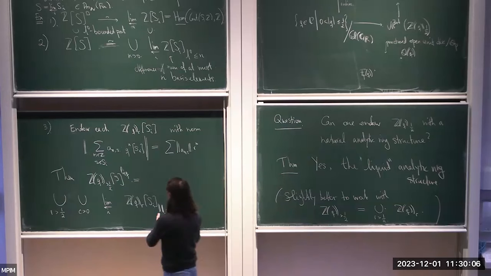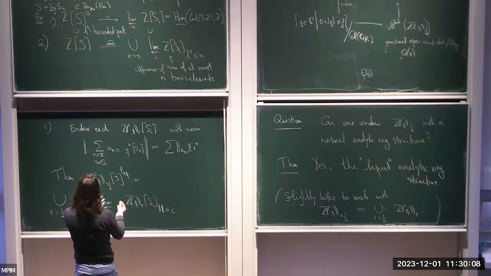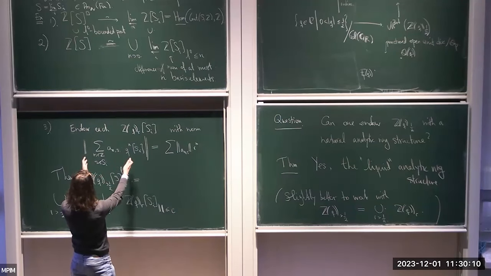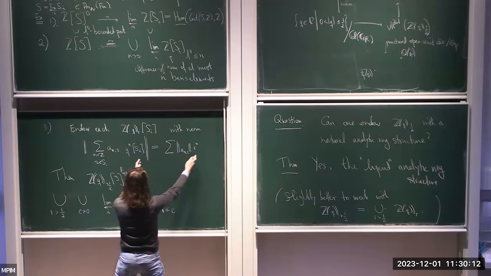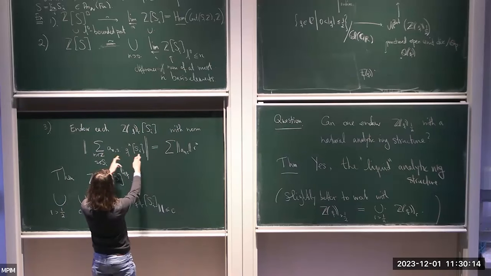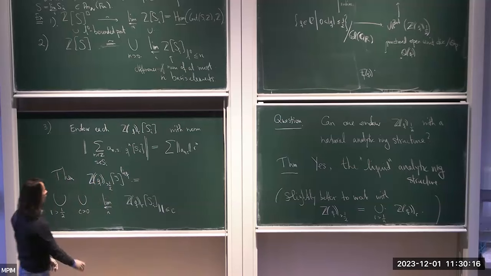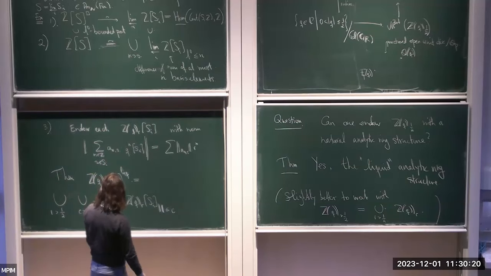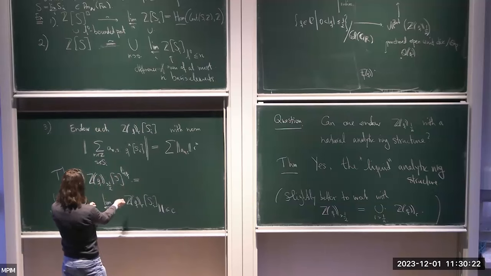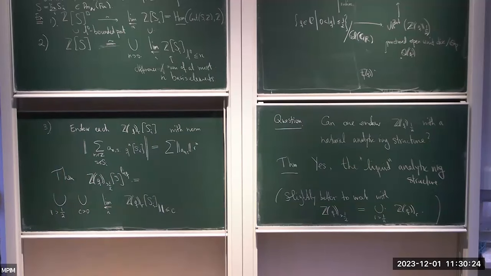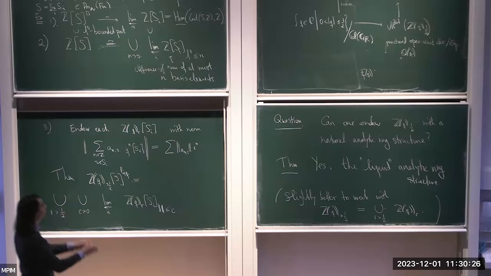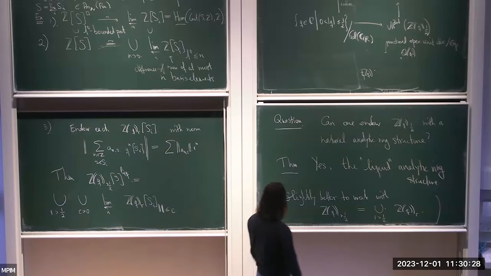Because what takes the place of the Banach norm on this ring is defined in just this way for one element. And then of course, if you have a free module, you're just summing the absolute values. And so this proposal for what the complete modules should be, in some sense, writes itself when you're trying to define an analytic ring structure on this one.